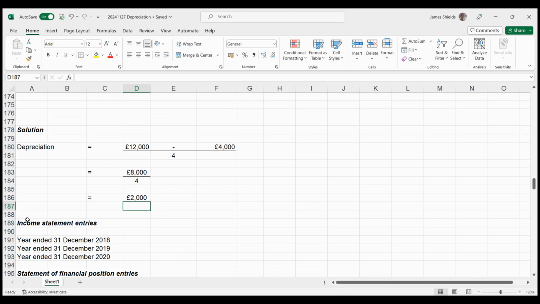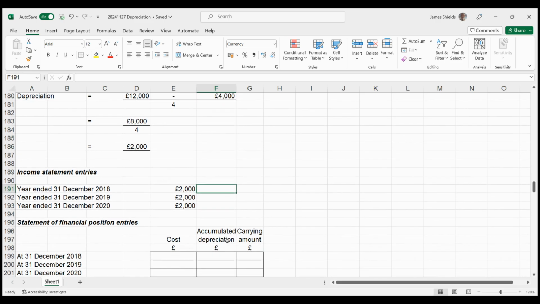So income statement entries then. The year ended the 31st December 2018 is going to be our £2,000. The following year, the year ended 31st December 2019 will also be £2,000. And likewise, the year ended the 31st December 2020 will be £2,000 again. So it's the straight line method, it's going to be the same each year. Statement of financial position entries now.